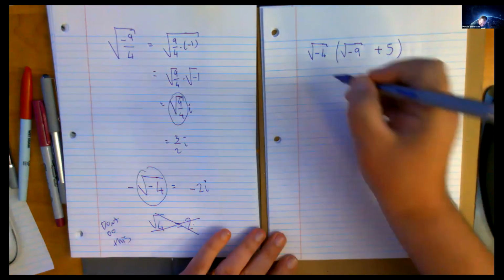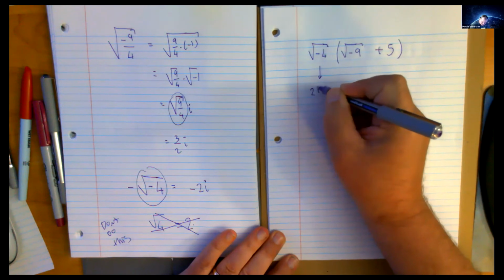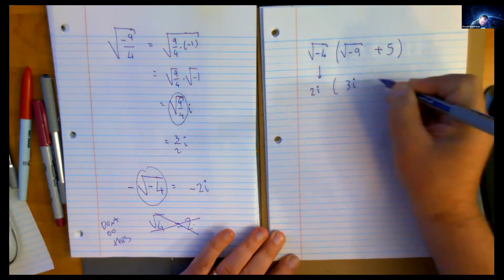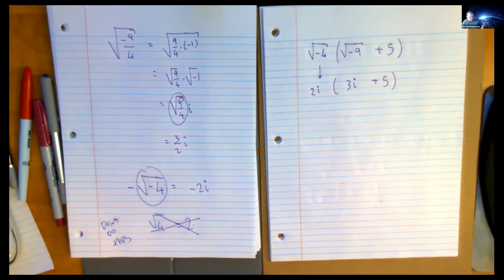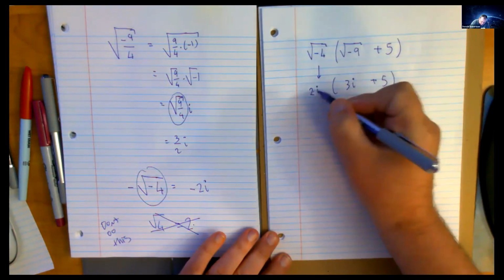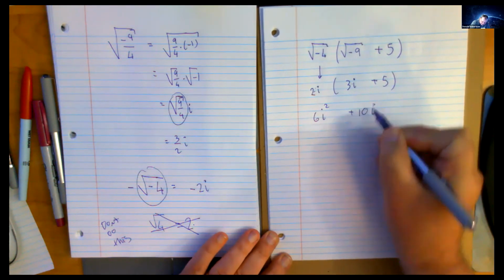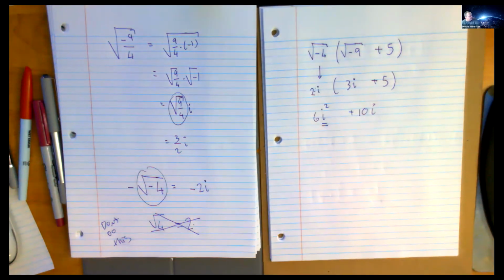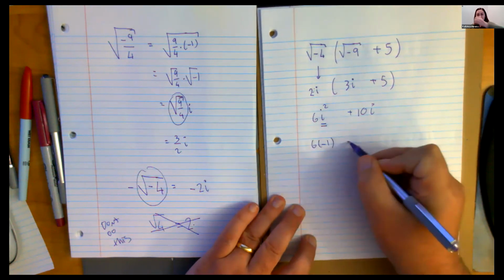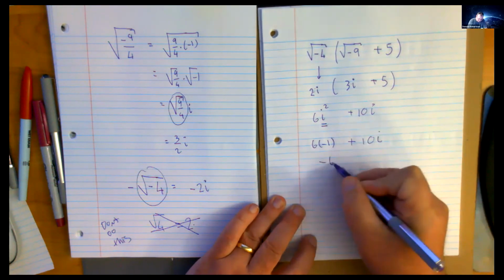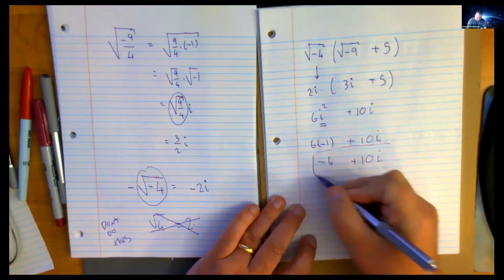Okay. What I strongly suggest that you do here is you turn everybody into their i version. Then you can do the distributive. 2 times that gets you 6i squared. 2 times that gets you 10i. And then, when you see an i squared, we already just did it once. What number, and it's a number, does i squared become? -1. So, can you see our final result?